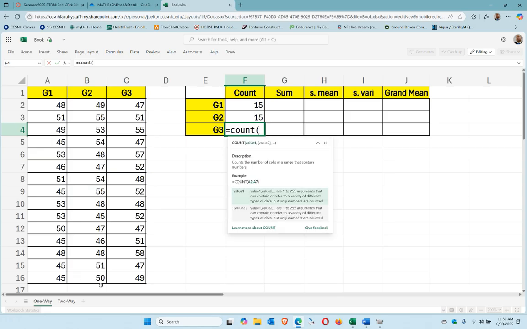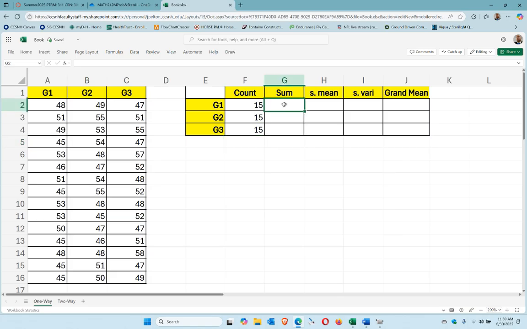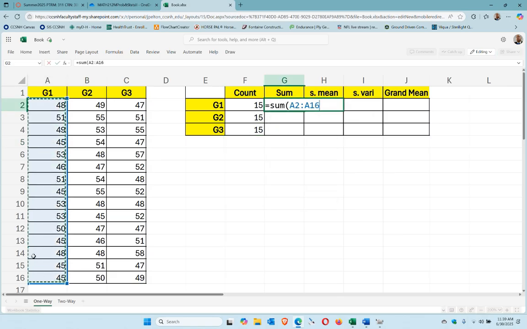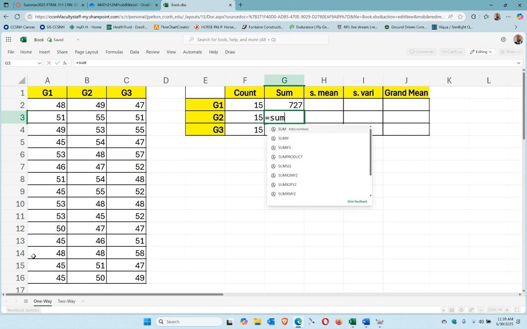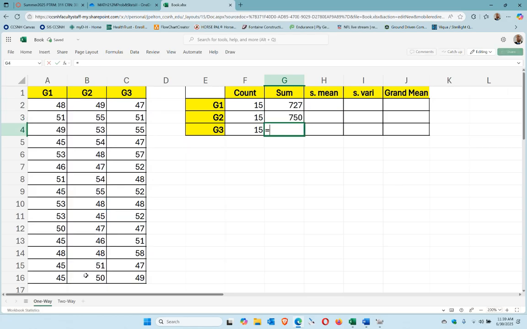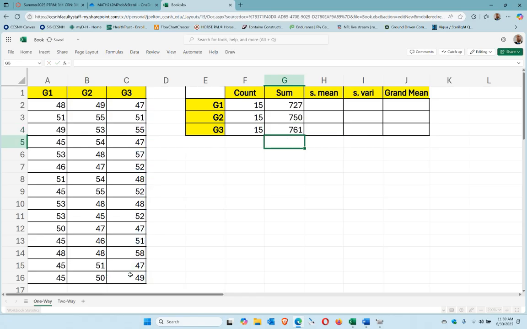Count. There we go. Okay, we have to add them up. Equals the sum of these ones, equals the sum of these ones, equals the sum of these ones. There we go. Okay. And then equals the sum divided by the count is the sample mean for group 1.